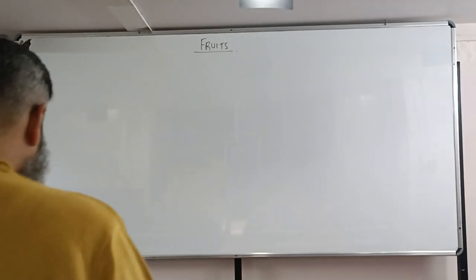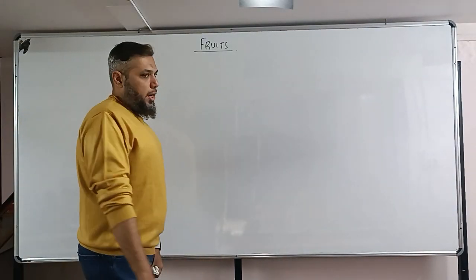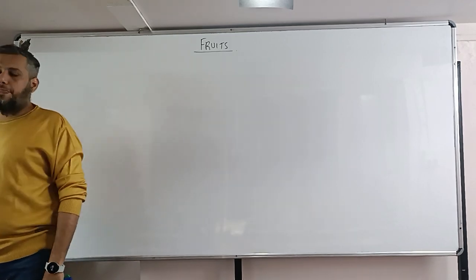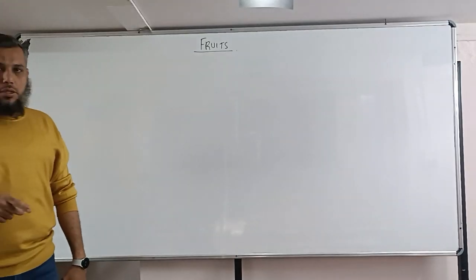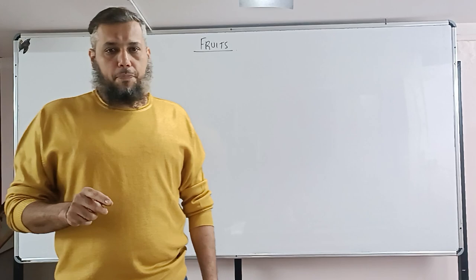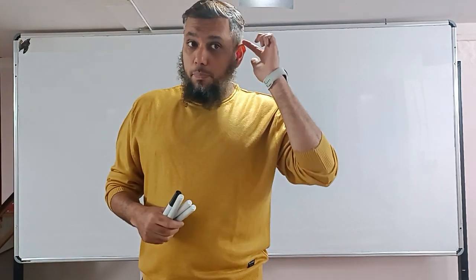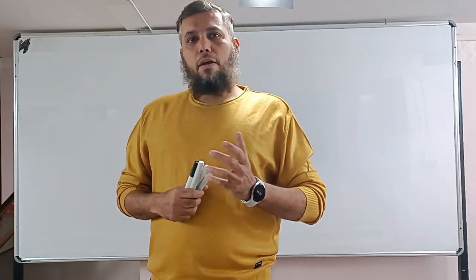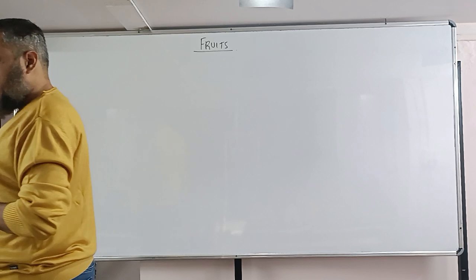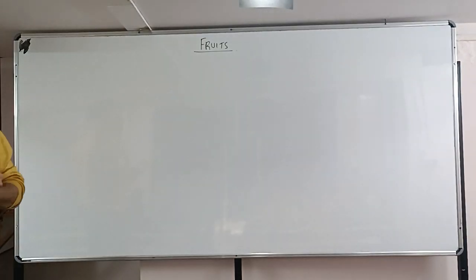The fruit will be defined as a ripened ovary. If a fruit develops only from the ovary, the fruit is called a true fruit. But if it develops from parts other than the ovary, it is called a false fruit. If the fruit is seedless, it will be called a parthenocarpic fruit. Okay.